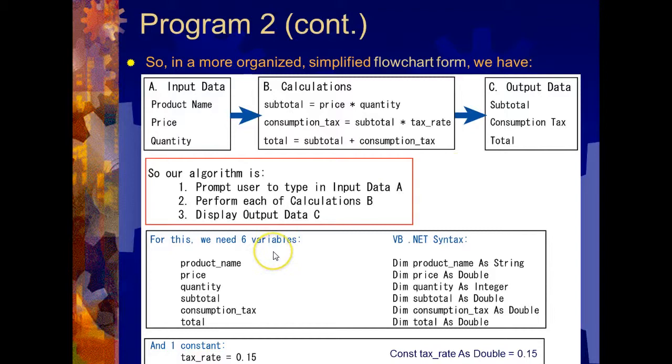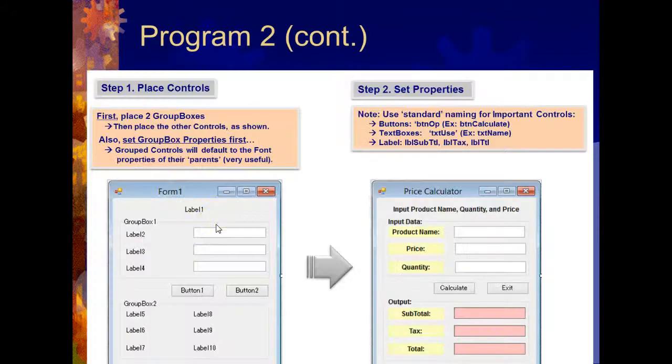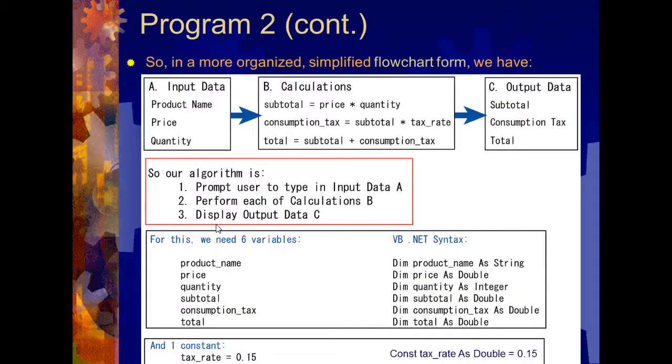So for this, we're going to need 6 variables. We're going to need the product name. We have to store it. I don't think we display it anywhere, do we? No. But anyway, we're going to need to hold it, I guess. The price, we're going to need the price. We're going to need the quantity. And then we want variables for each of the outputs. So subtotal, consumption tax, and total.